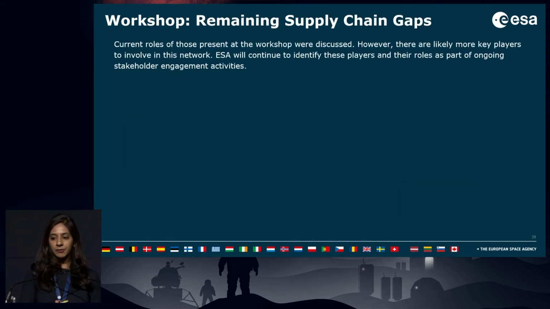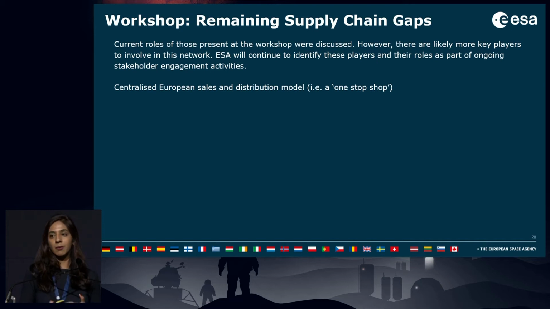I've got a list here of the remaining gaps that we've already identified. So the first point really relates to who are the key players, have we captured them all? We're aware that not everyone that's relevant was present at the workshop, so we want to keep building that network. A centralized European sales and distribution model. We can't sell simulants, so while we might be able to advise on what's available, we're not a one-stop shop for acquiring or procuring them.